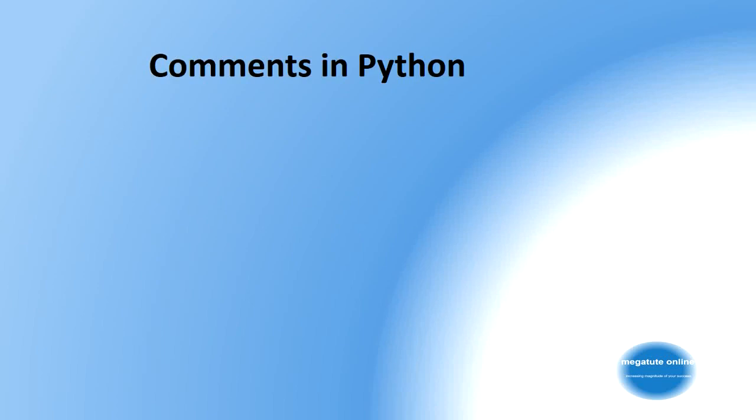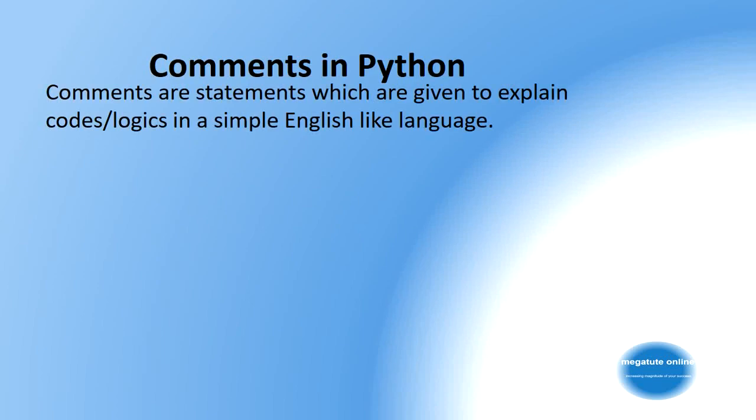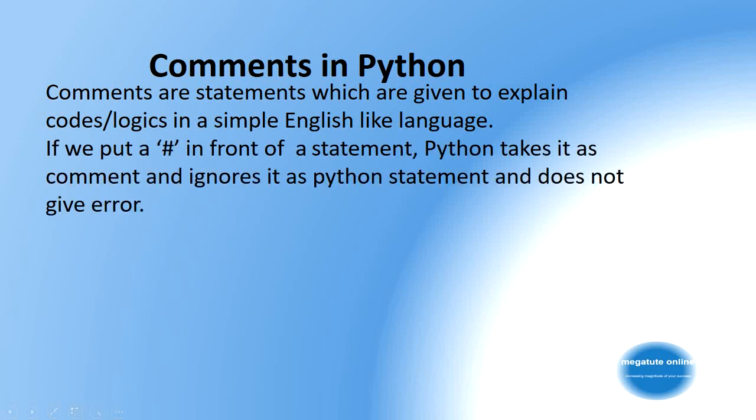Comments in Python. Comments are statements which a programmer gives to explain the set of logic he or she has applied in the code, or in a simple way, it's an English-like statement to explain a set of code in a program. So in Python, we need the hash to give a comment. So this hash symbol is placed to give a comment in Python.